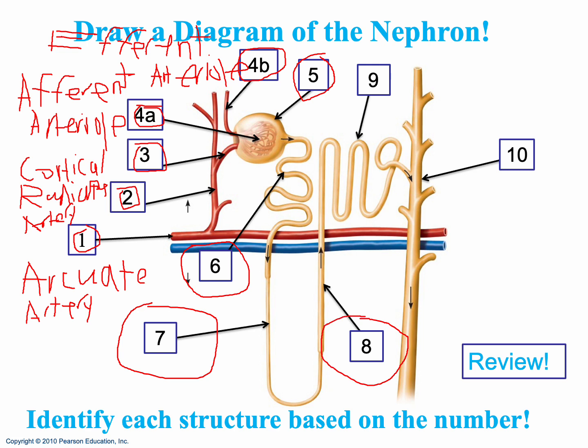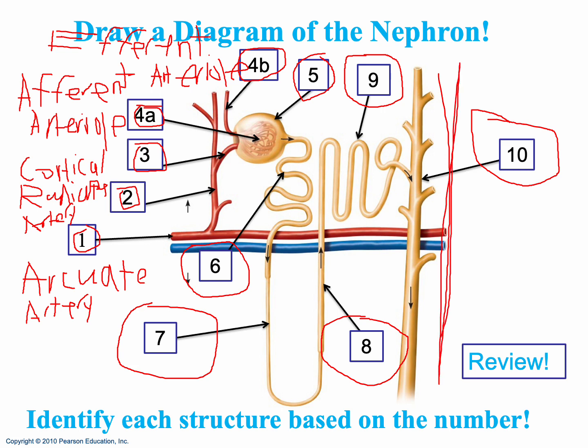Number 8, the filtrate's going up. So this is the ascending limb of the loop of Henle. So 7 was the descending limb and number 8 is the ascending limb. And then number 9 is the distal convoluted tubule, this twisted coiled area here, before eventually the filtrate dumps into the collecting duct, this long yellow vertical structure. Once all the filtrate enters in here for the first time, we can define it now as our urine, and number 10 is the collecting duct.